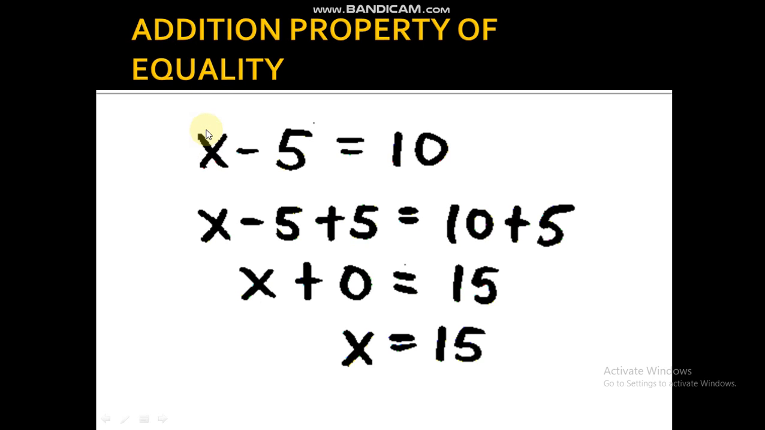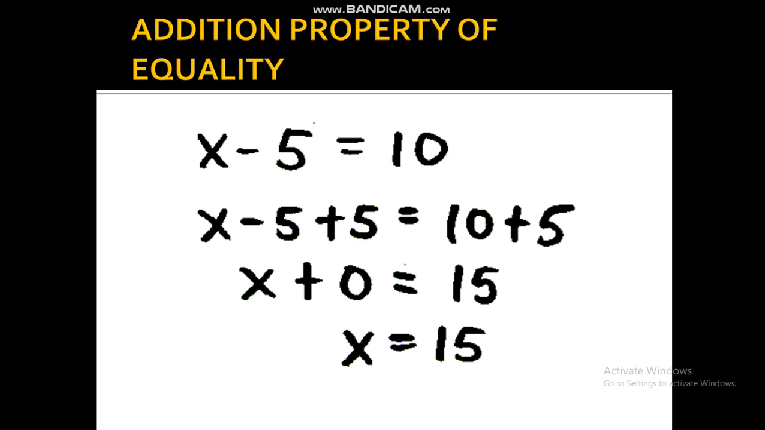Okay, so this property is applicable when you are dealing with an equation using the operation of subtraction. As you can see here, we have an example, x minus 5 equals 10. The unknown here is the variable x. Since we want to look for the value of that unknown, we have to remove negative 5 by adding 5 to it. So we add 5 to both sides of the equation.